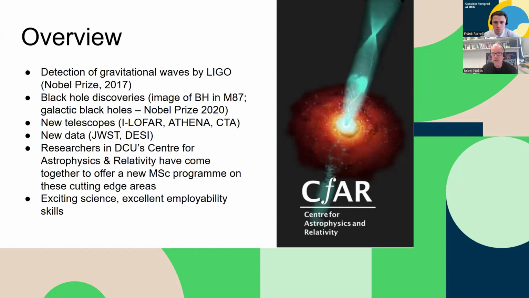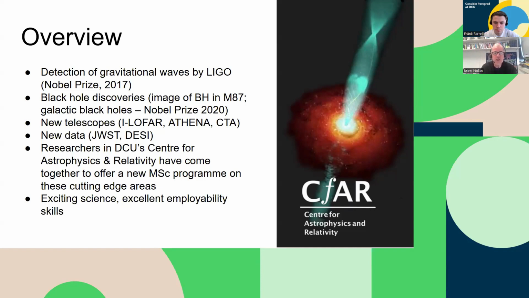The first of these that comes to mind is the detection of gravitational waves by LIGO, the Laser Interferometer Gravitational-Wave Observatory. This was done in 2015, and the team was awarded a Nobel Prize in 2017. There are also fascinating discoveries being made about black holes. I'm sure you've seen the images of the black hole in the galaxy M87. This settled a lot of questions about the nature of black holes, and there was another Nobel Prize awarded for those discoveries in 2020. There are new telescopes, either now on stream or coming on stream: I-LOFAR, the Irish version of LOFAR, the Athena telescope, and the Cherenkov Telescope Array. There's also new data from existing experiments like the James Webb Space Telescope and the DESI experiment, which is discovering new facts about the early universe.